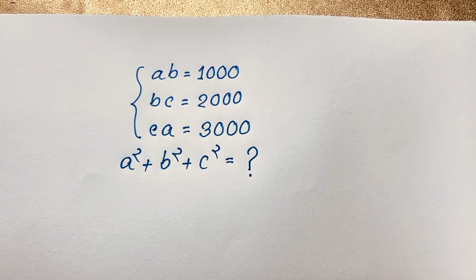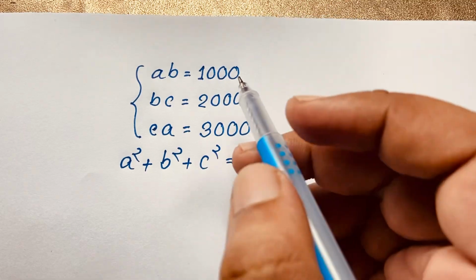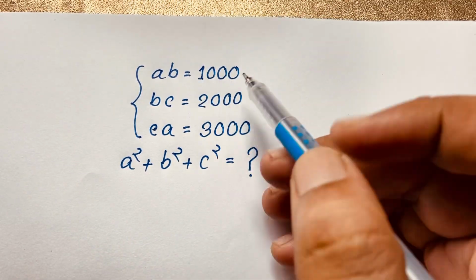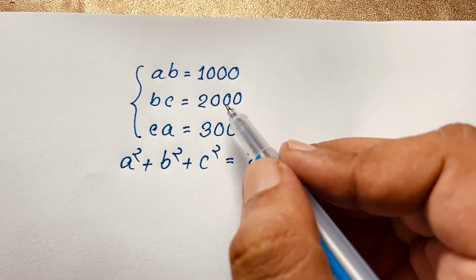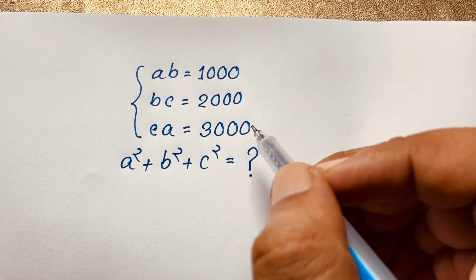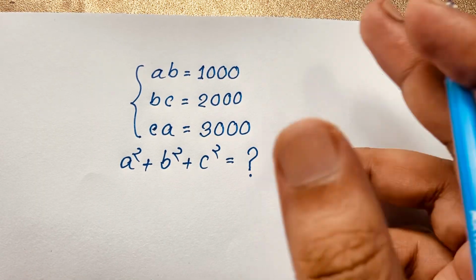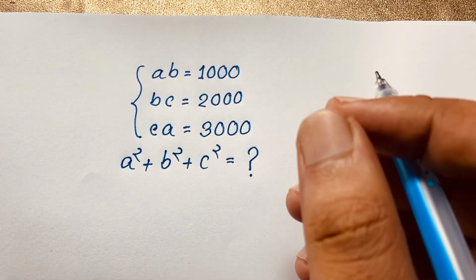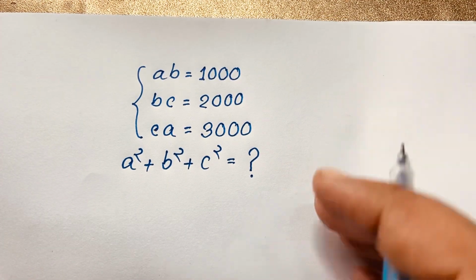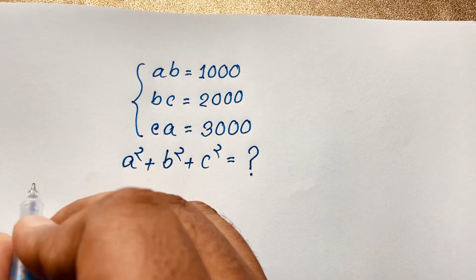Today we are solving a nice bilateral maths Olympiad question. The question is: AB is equal to 1000, BC is equal to 2000, CA is equal to 3000. A square plus B square plus C square is equal to what? How to solve this interesting maths Olympiad question? So at this moment we are solving this maths.